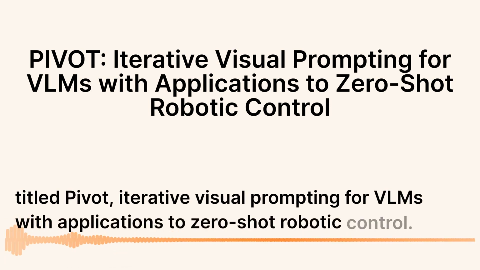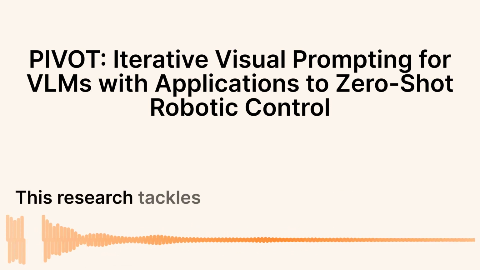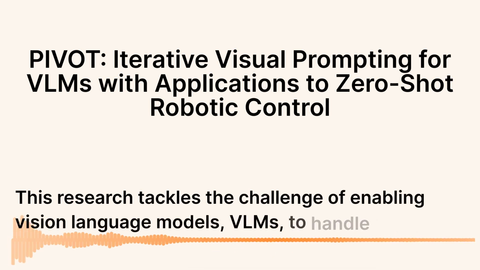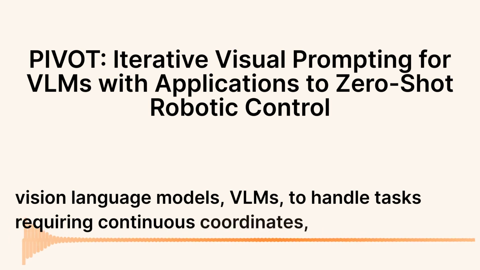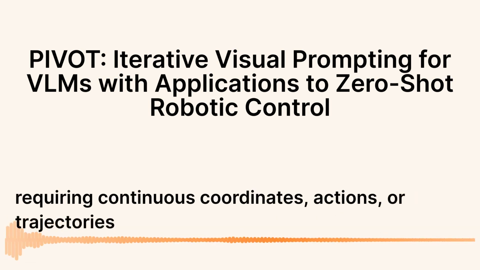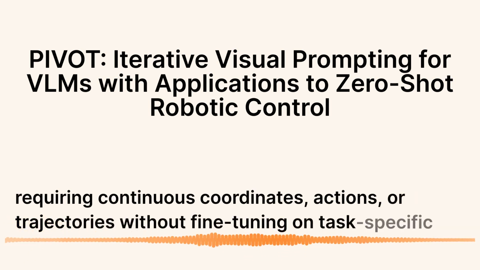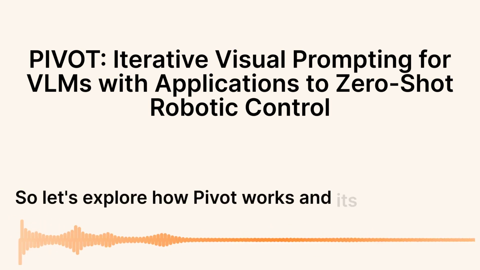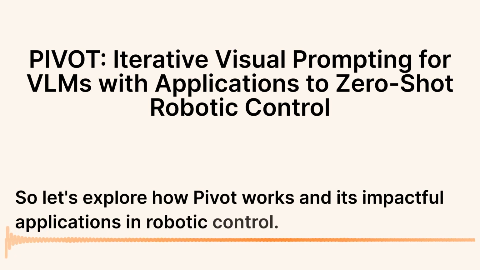Today, we're diving into a groundbreaking paper titled Pivot: Iterative Visual Prompting for VLMs with Applications to Zero-Shot Robotic Control. This research tackles the challenge of enabling vision language models, VLMs, to handle tasks requiring continuous coordinates, actions, or trajectories without fine-tuning on task-specific data. So, let's explore how Pivot works and its impactful applications in robotic control.